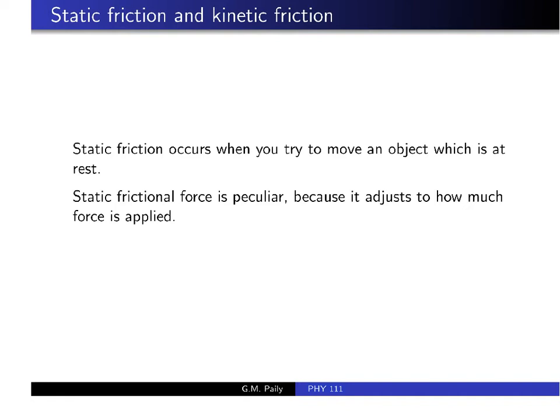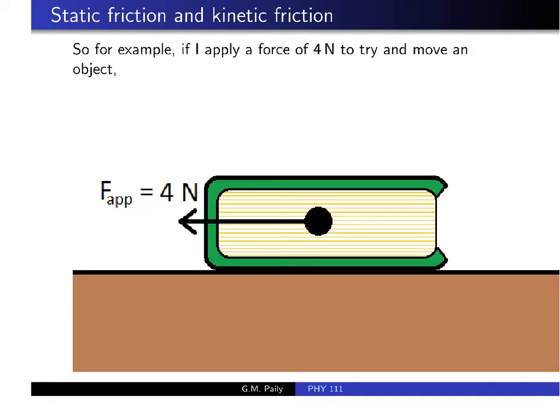Static friction occurs when you try to move an object which is at rest. It's a little unusual because it's not a fixed force, it's a force that adjusts to how much force is applied. This will be clearer with an example. Let's try and move a book. So we have a book resting on a table. The friction is between the surface of the book and the surface of the table. And let's say I apply a force of 4 newtons, which I depict like this.